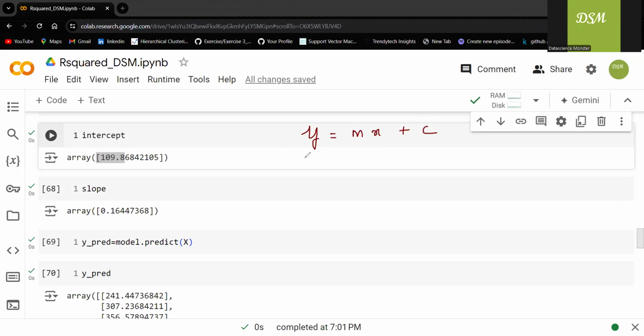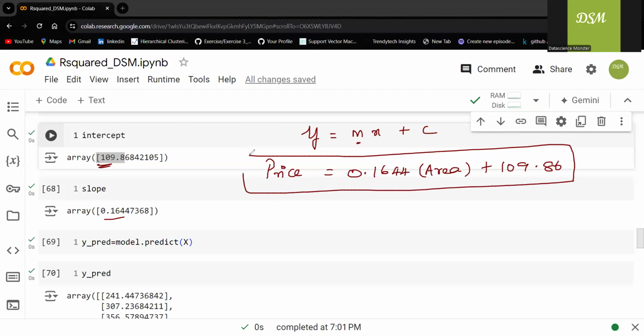What is y according to this data set? Basically price. So price is equal to m, which is nothing but the slope. What is the slope value? You can see 0.1644 times x. What is x? x is nothing but area, plus c. c is the intercept, 109.86. Actually, this is the relationship that has been built by the model.